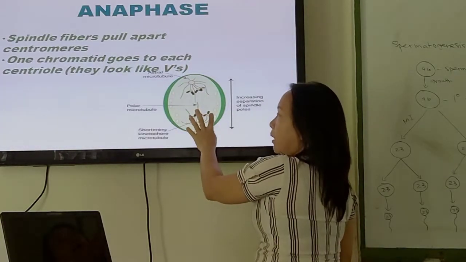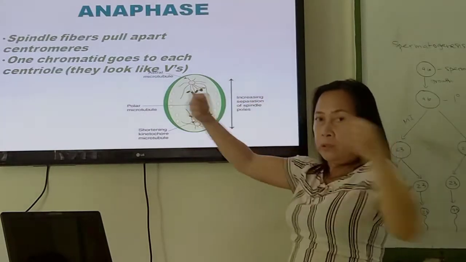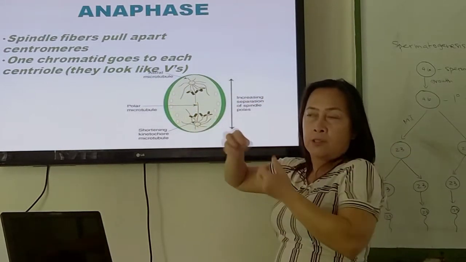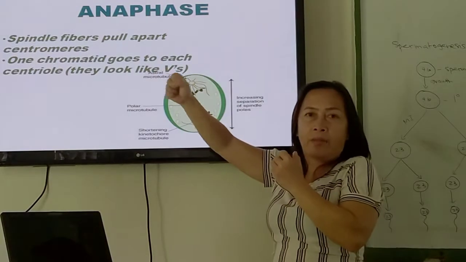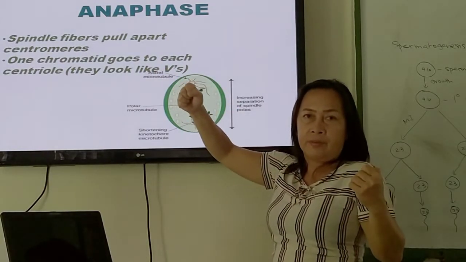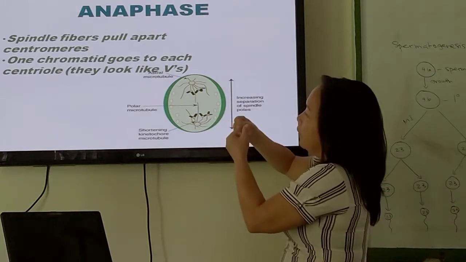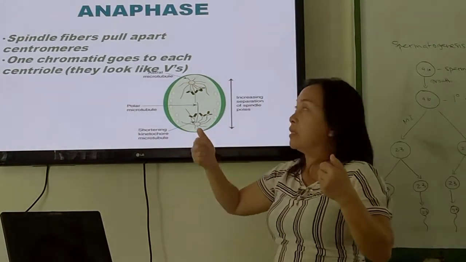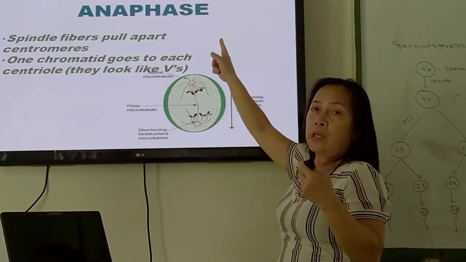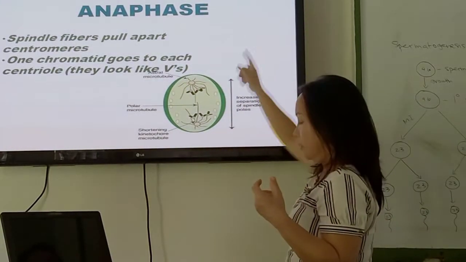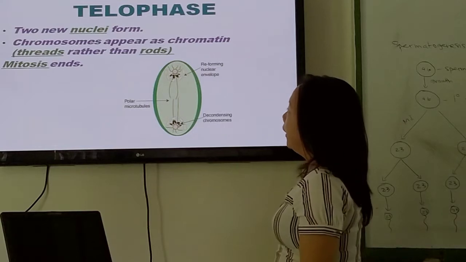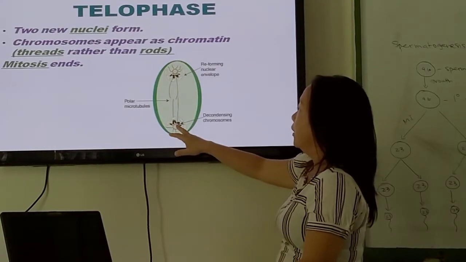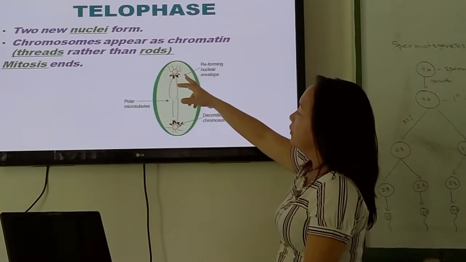But during anaphase, they are pulled by the motor proteins in the spindle fiber. So one goes to the right, the other goes to the left. Okay? So there is what we call a separation of the sister chromatids during anaphase. Okay? And during telophase, here you have what?